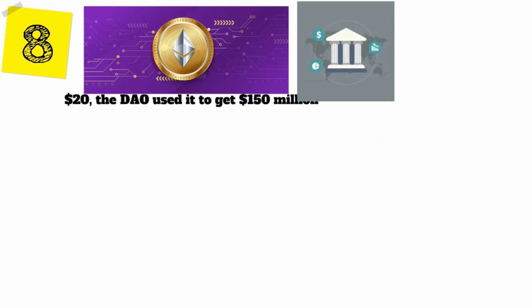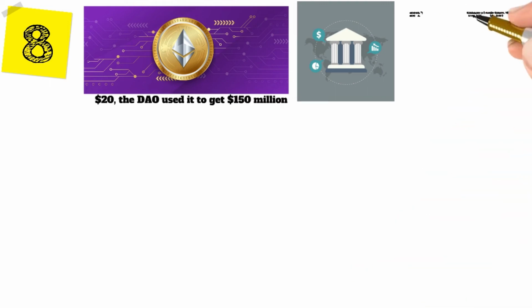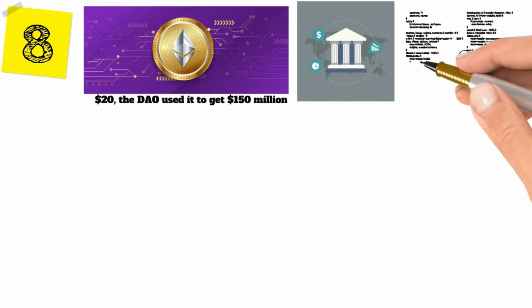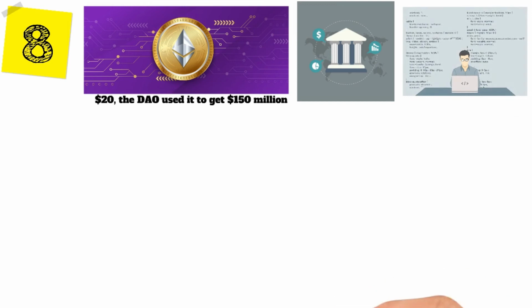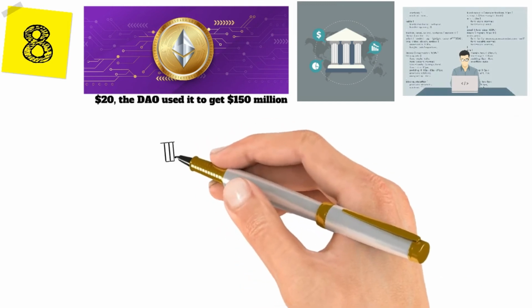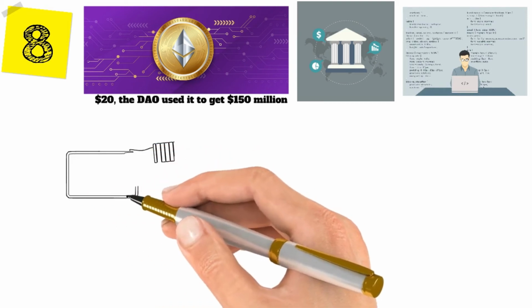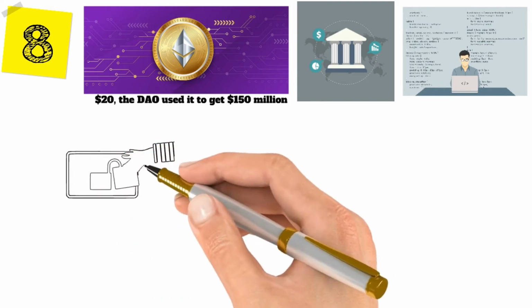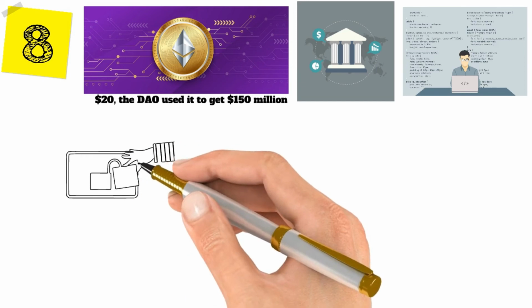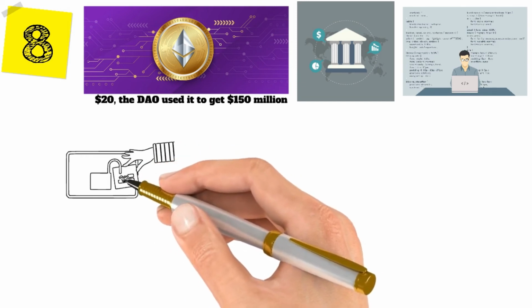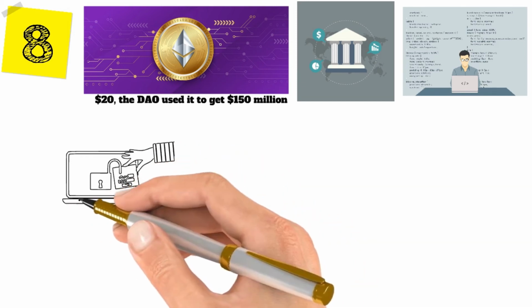When Ether was worth about $20, the DAO used it to raise $150 million. Even though everything seemed great, the code wasn't properly protected, so someone found a way to steal money from the DAO. The person who stole from the DAO could be called a hacker, but some people say this person was just taking advantage of the security holes he found in the DAO smart contract. This is kind of like when a smart lawyer finds a way around the law to help his client.